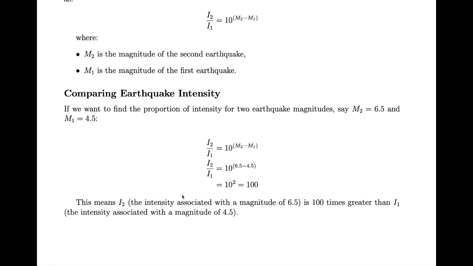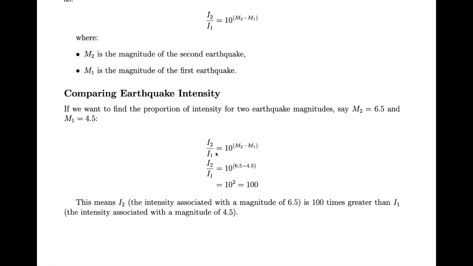So let's compare this earthquake intensity according to some examples. I've made up an example. We say we want to find the proportion of intensity for two earthquake magnitudes, say some M2, which is some second earthquake. On the Richter scale, it is powerful at a Richter scale measure of 6.5. And then there's this other one that has a Richter scale measurement of magnitude of 4.5. So how much stronger is this earthquake 2, which had a magnitude of 6.5, compared to an earthquake that had a magnitude of 4.5? Now, according to this formula, I2 divided by I1 is equal to 10 to the difference in the magnitude on the scale.